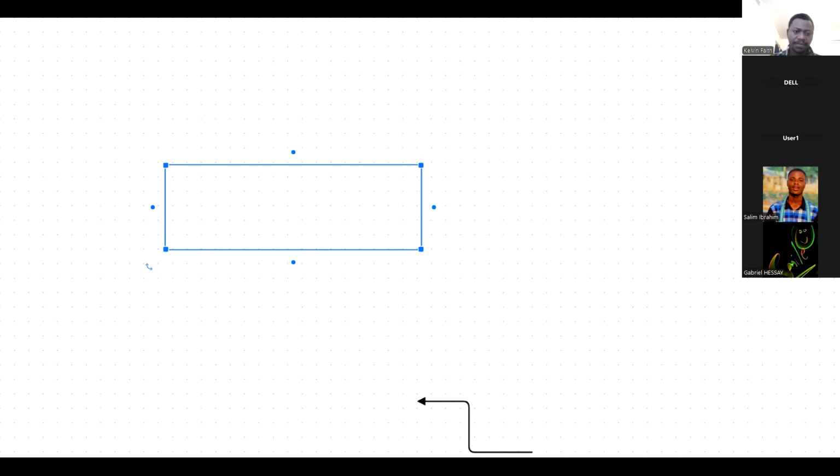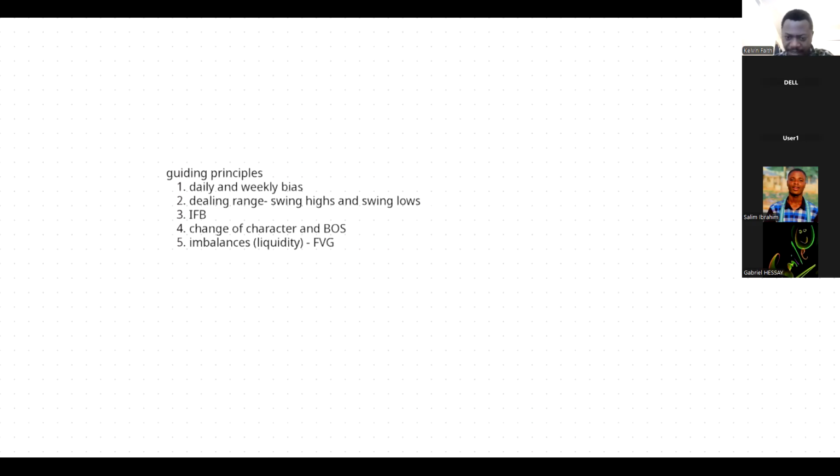something like FVG, like a fair value gap. So these are the things I'm going to look at. And then from there, I'm going to see if it's viable for me to take a trade. So let's get to the chart. Does anyone have any question with these few guiding principles that I'm going to use?